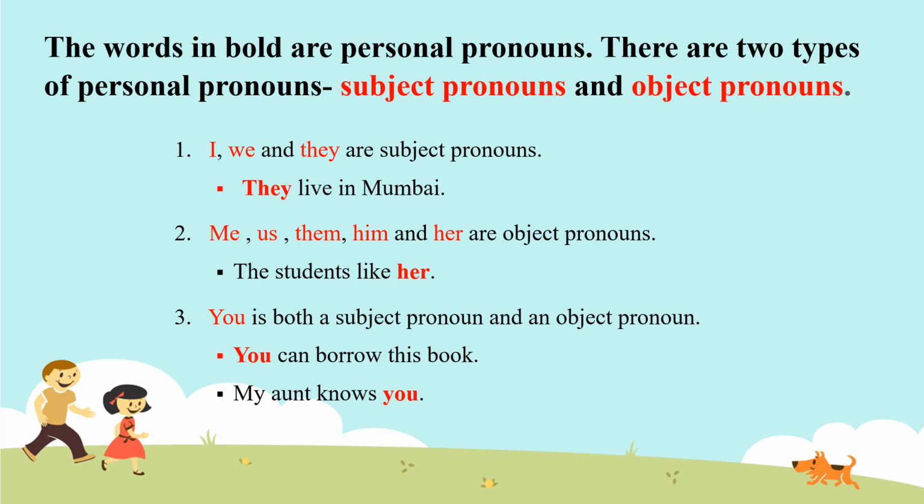Third, you is both a subject pronoun and an object pronoun. For example, you can borrow this book. Here, you is both a subject pronoun and an object pronoun. Let's take another example. My aunt knows you. Here, you is also a subject pronoun and an object pronoun.